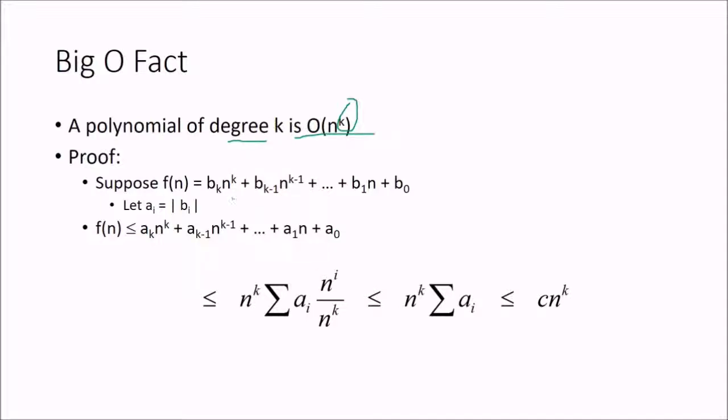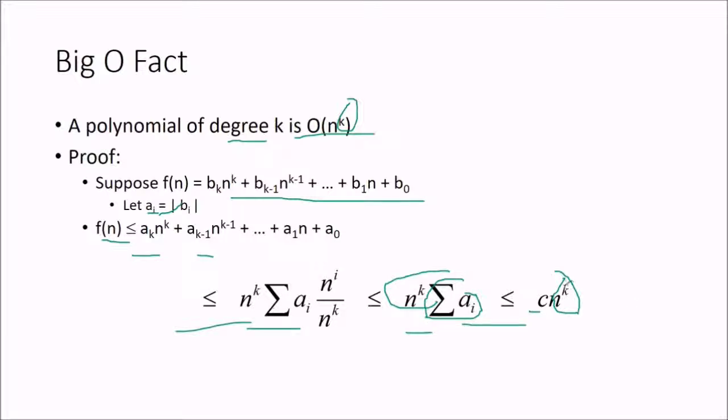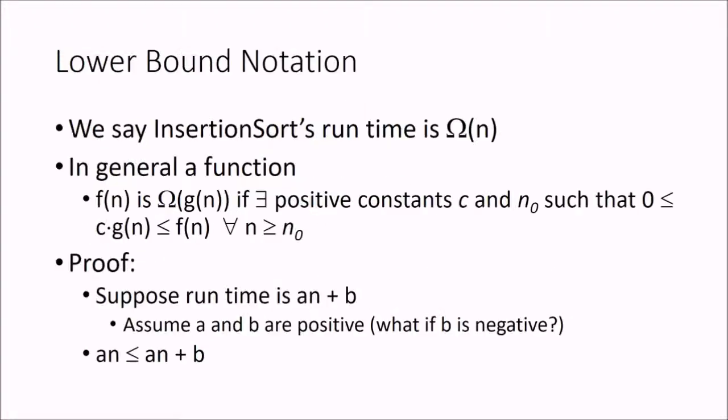How? Suppose we have a function here and we assume that a_i is equal to the modulus of b_i, and the function becomes a_k n to the power k down to a_0. When we sum this, we come to the conclusion that the summation is only of constant values, and n to the power k is the final value outside, and each and every value will always be less than c into n to the power k. That is why a polynomial of degree k is of order n to the power k.